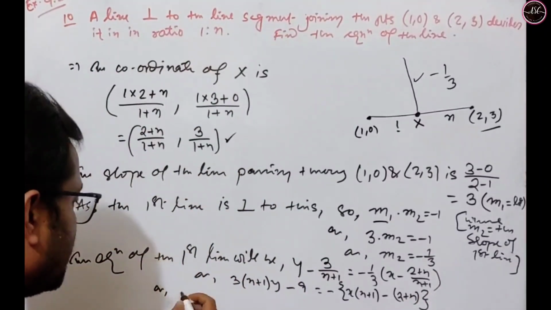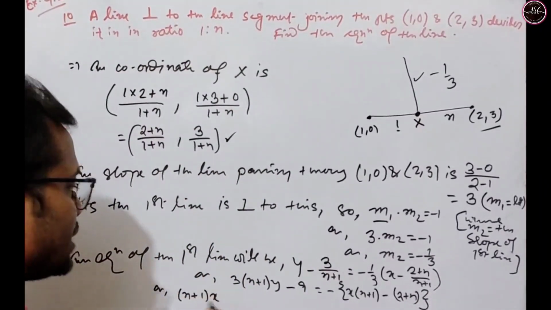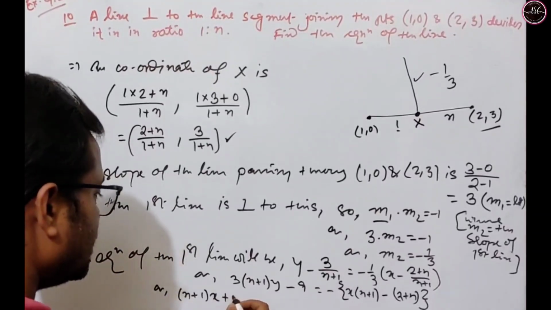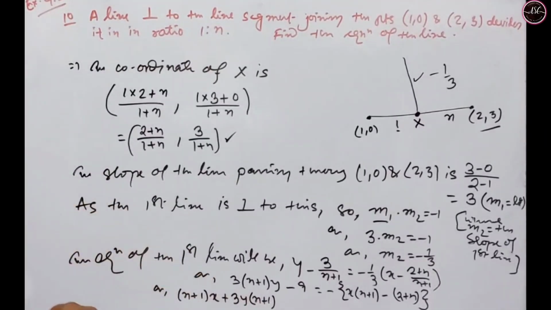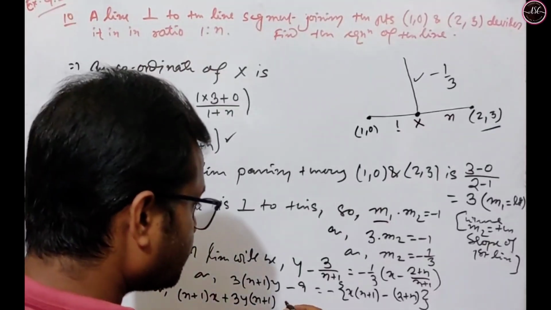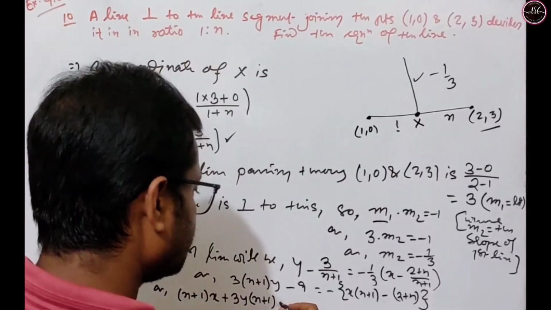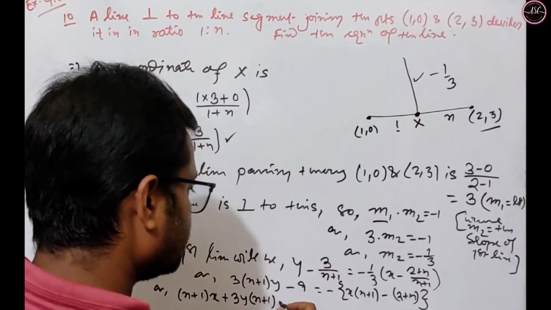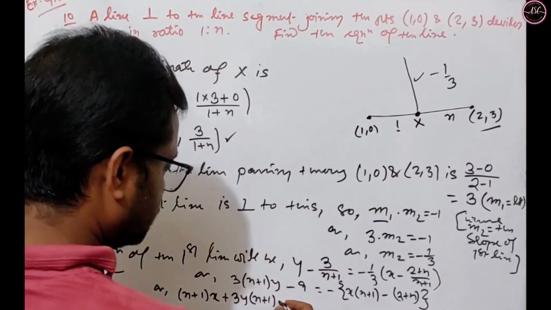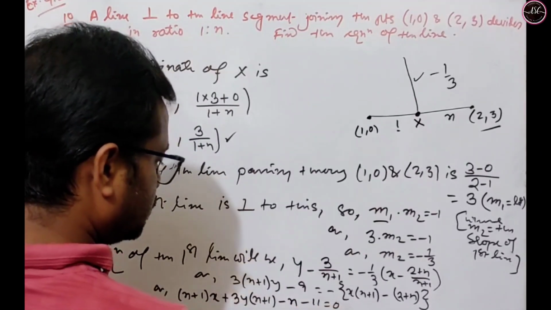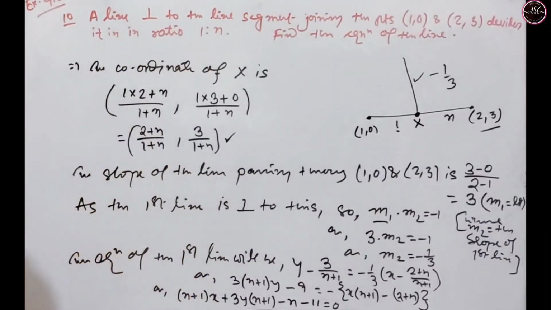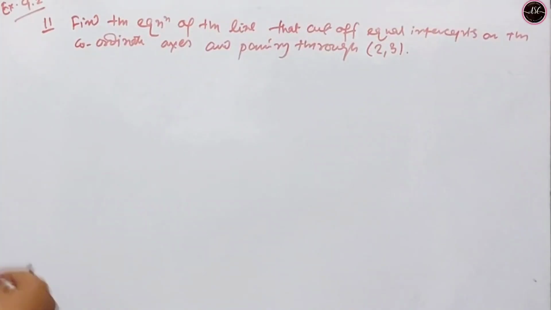So, it will be (n plus 1) into (x plus 3y) into (n plus 1). That will be your answer. Okay. Just look at this question.